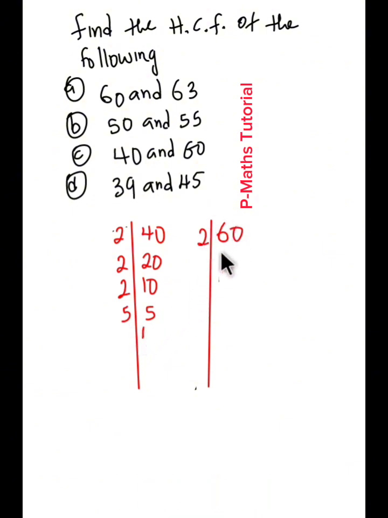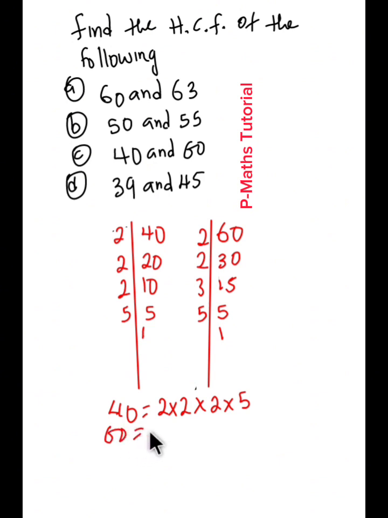2 can divide 60, we have 30. 2 divides 30, we have 15. 3 can divide 15, we have 5. Then 5 can divide to give us 1. Then we list it. For 40, we have 2 times 2 times 2 times 5. Then for 60, we have 2 times 2 times 3 times 5.